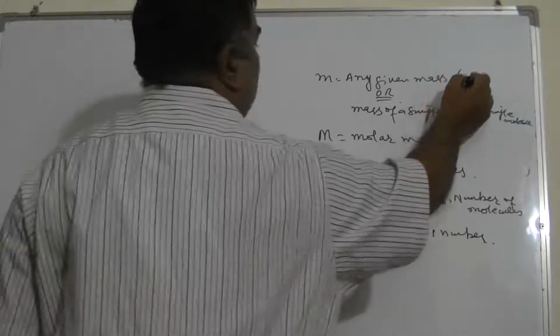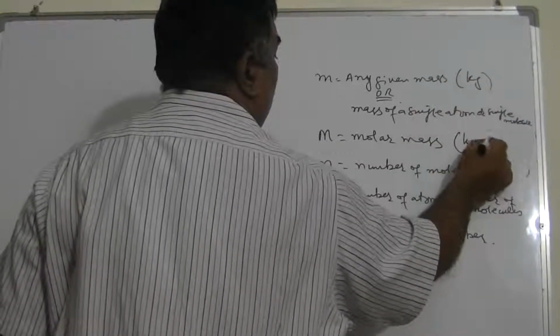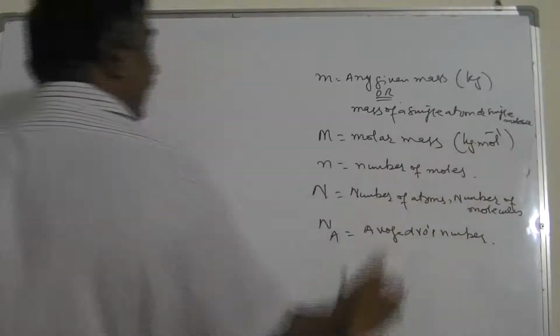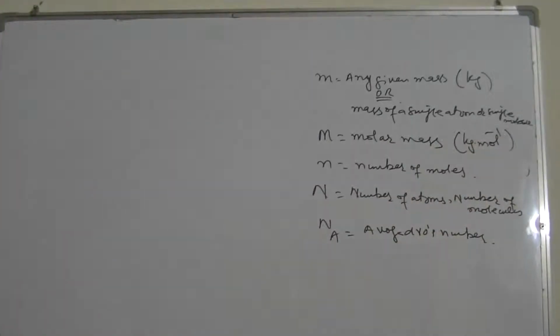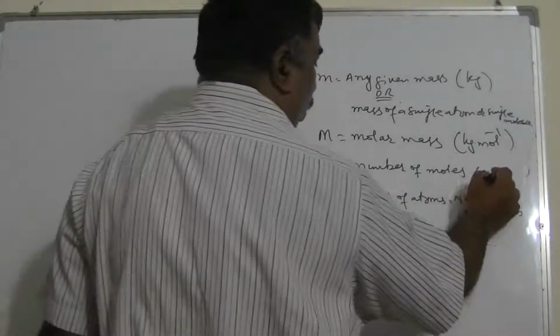Now this has SI unit kilogram, and this has SI unit kilogram per mole. Please remember this, capital M, molar mass, has unit kilogram per mole. Small n is the number of moles, it has SI unit mole.